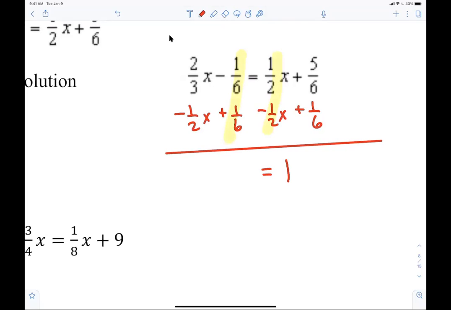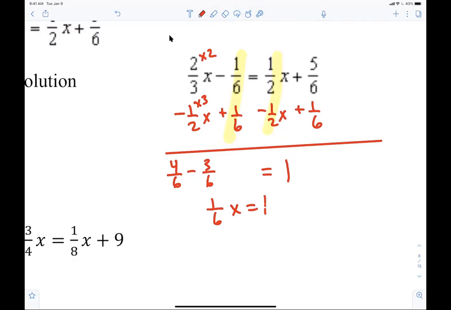Now, 2/3 and 1/2, common denominator is 6. So 2/3, what do I multiply by? 2. So that becomes 4/6 minus 1/2 becomes what? 3. So 4/6 minus 3/6. Wait a minute. Negative or positive? Positive, right? Oh, yeah. 1/6 x equals 1.